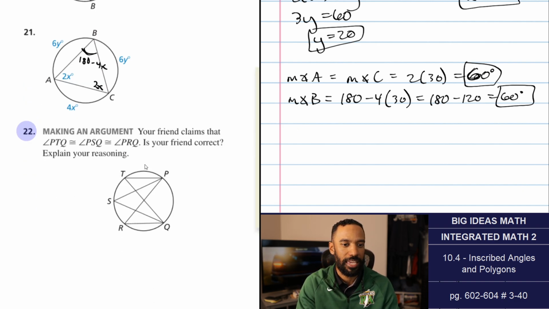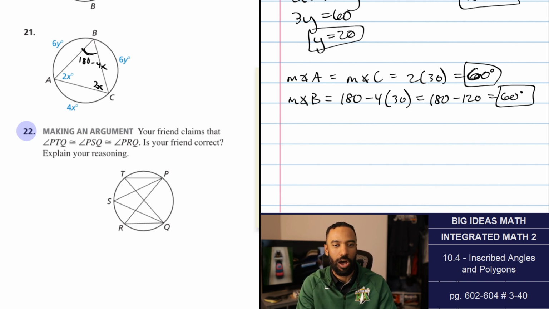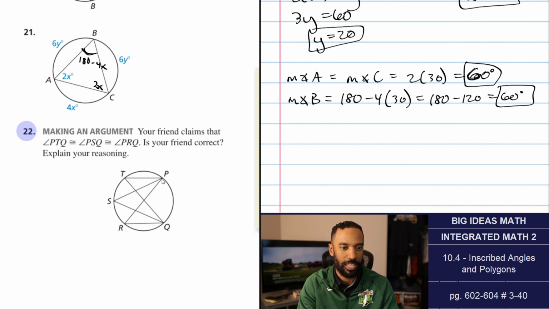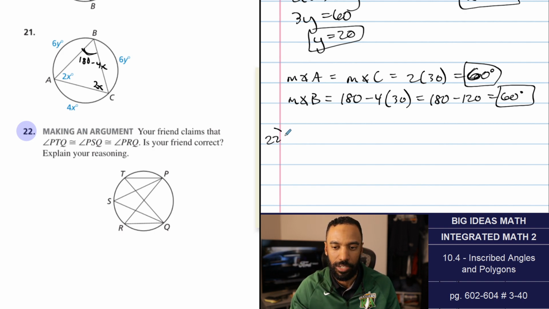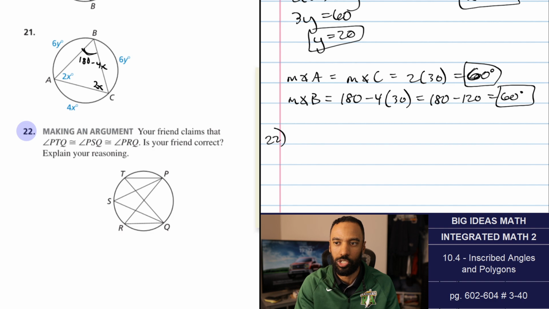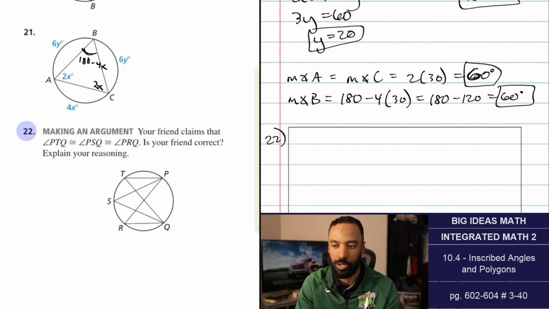All right, number 22, making an argument. Your friend claims that all these angles here are congruent. That's PTQ, PSQ, and PRQ. Is he correct? Excuse me, is my friend correct? Explain your reasoning. Yes, my friend is correct. This is because they are all inscribed angles sharing the same intercepted arc.